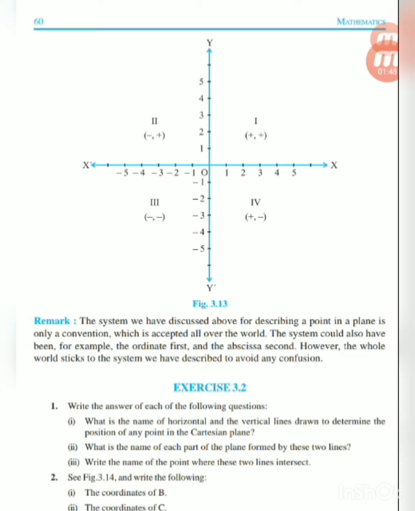First question. What is the name of the horizontal and vertical line drawn to determine the position of any point in the Cartesian plane? Second question, what is the name of each part of the plane formed by these two lines? And third question, write the name of the point where these two lines intersect.